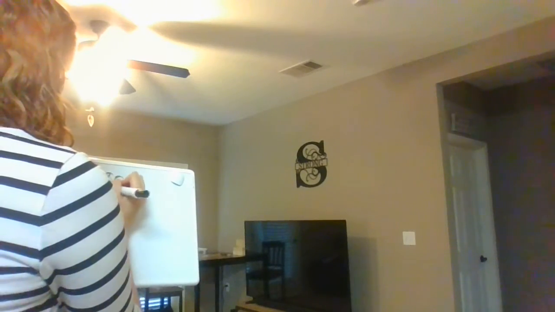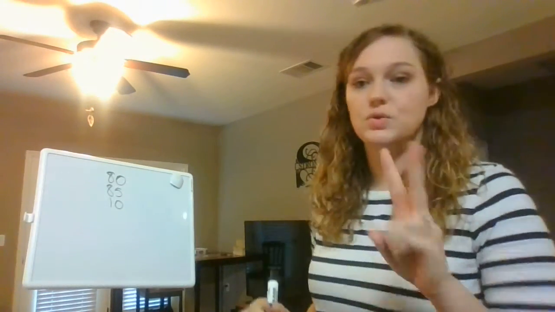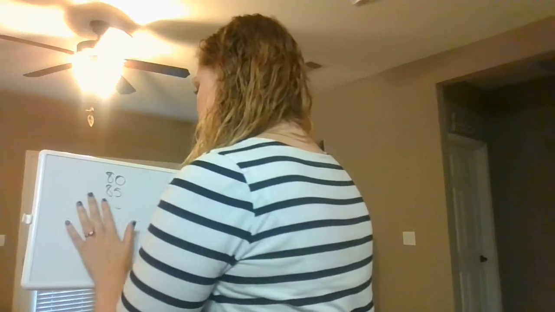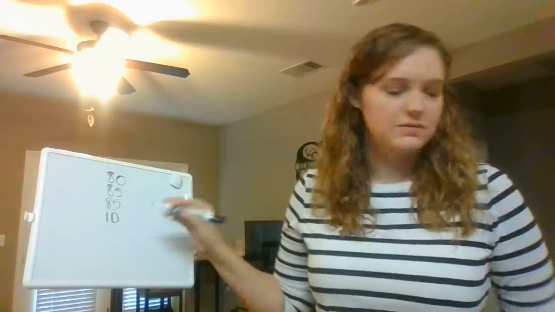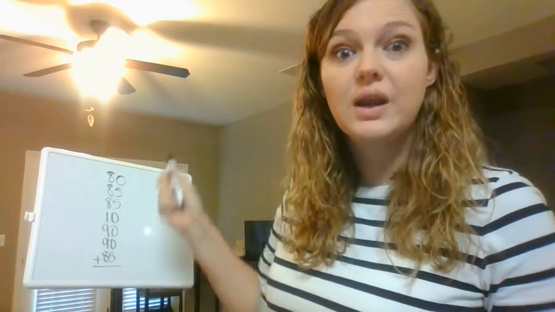Oh, you can't see that. We have 80, 85, 10. Oh, sorry, there are two 85s. 80, 85, 85, 10, 90, 90, 85. Now, this is when a calculator comes in handy, but we're going to do it on the board.